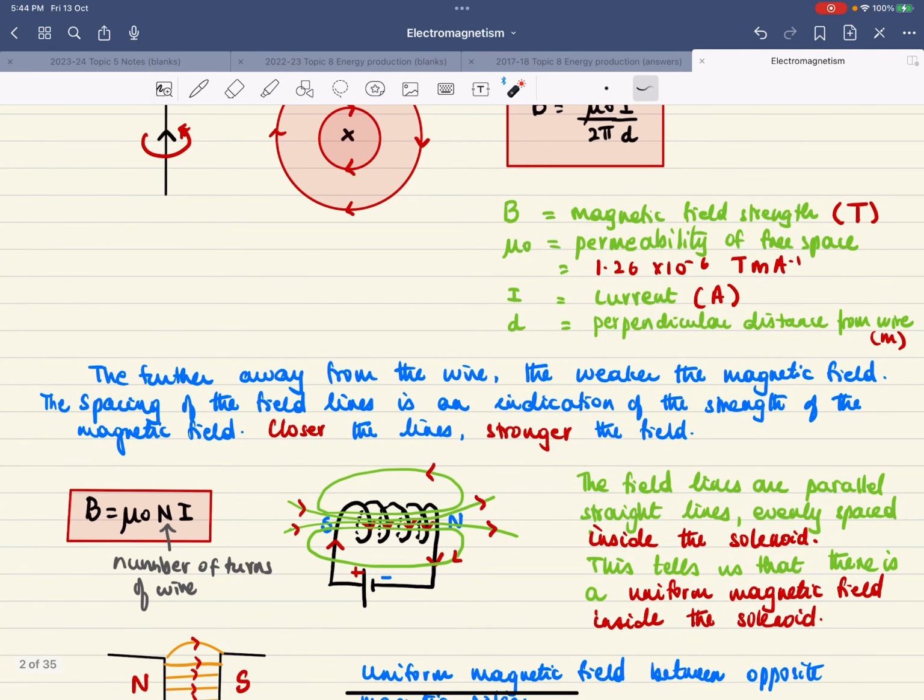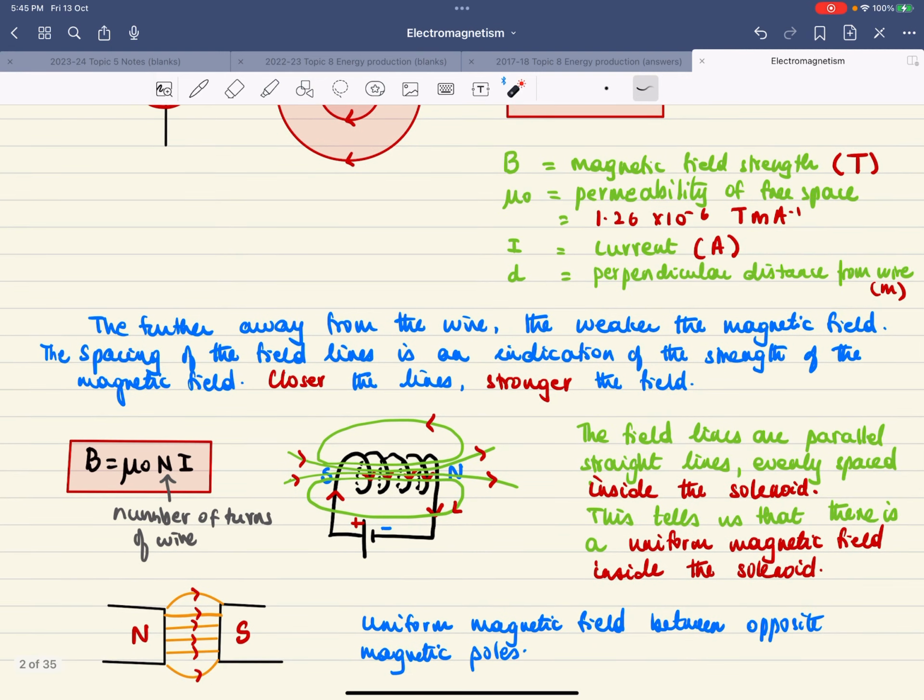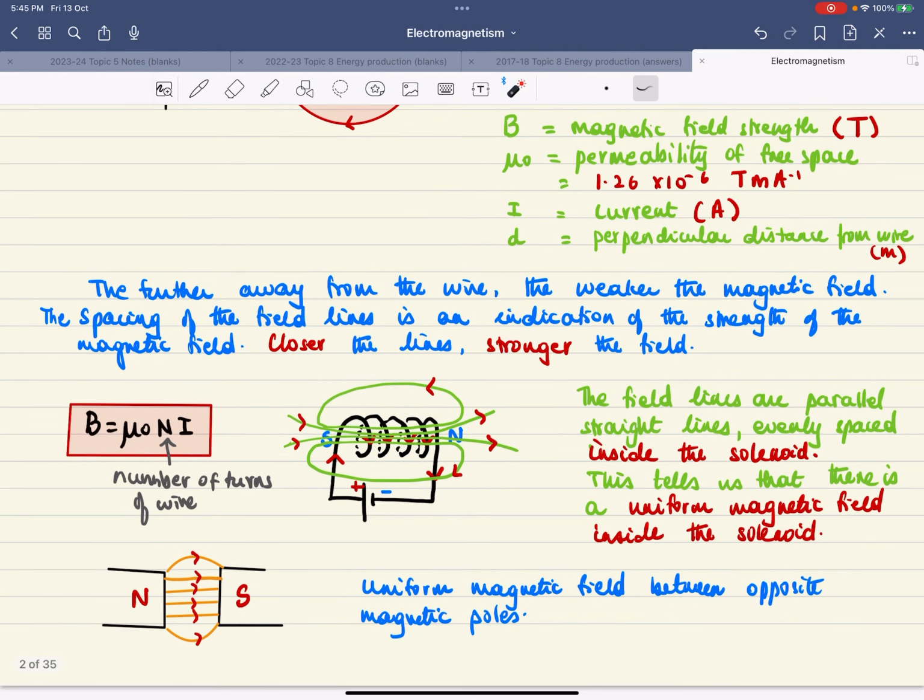You also have a magnetic field in and also around a solenoid. Now, the field lines are parallel straight lines and they're evenly spaced inside the solenoid. This tells us that the magnetic field inside the solenoid is uniform, and this is the formula for the magnetic field inside the solenoid. Now, there are two places where you have a uniform magnetic field. One is between the poles of a magnet, and the other one is inside a solenoid.